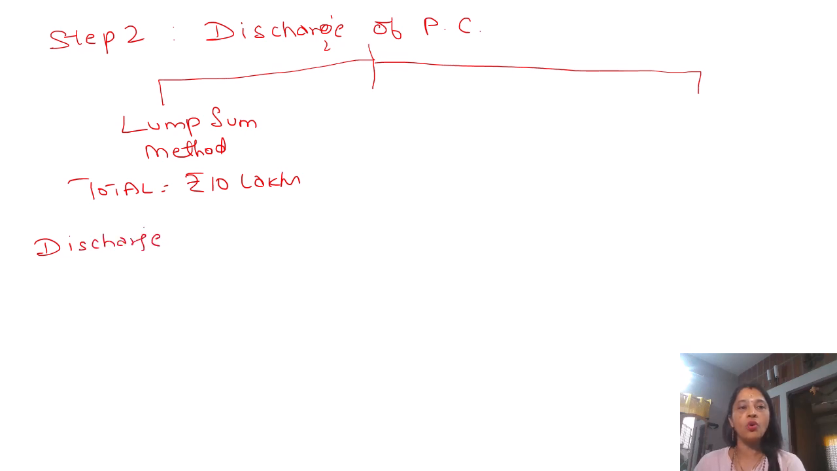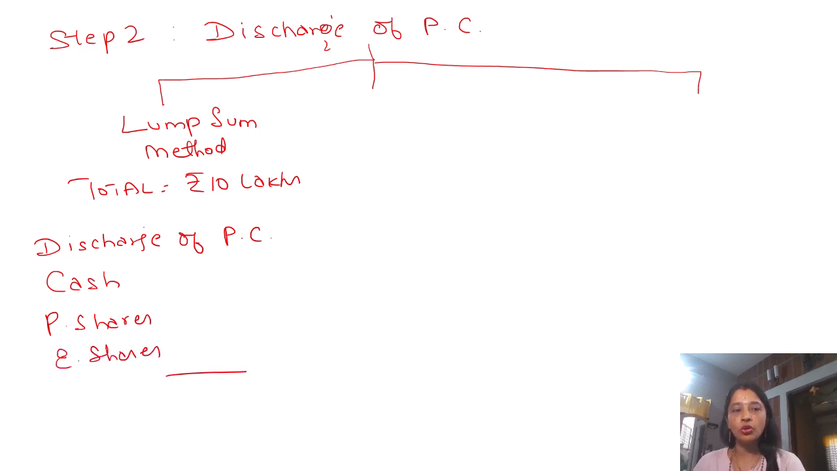Now, how was this 10 lakhs discharged? How much cash was given? How many preference shares were given? And how many equity shares were given? But mind you, the total should be 10 lakhs. Now say for example, a cash of rupees 2000 was given; they will only give this in the question.